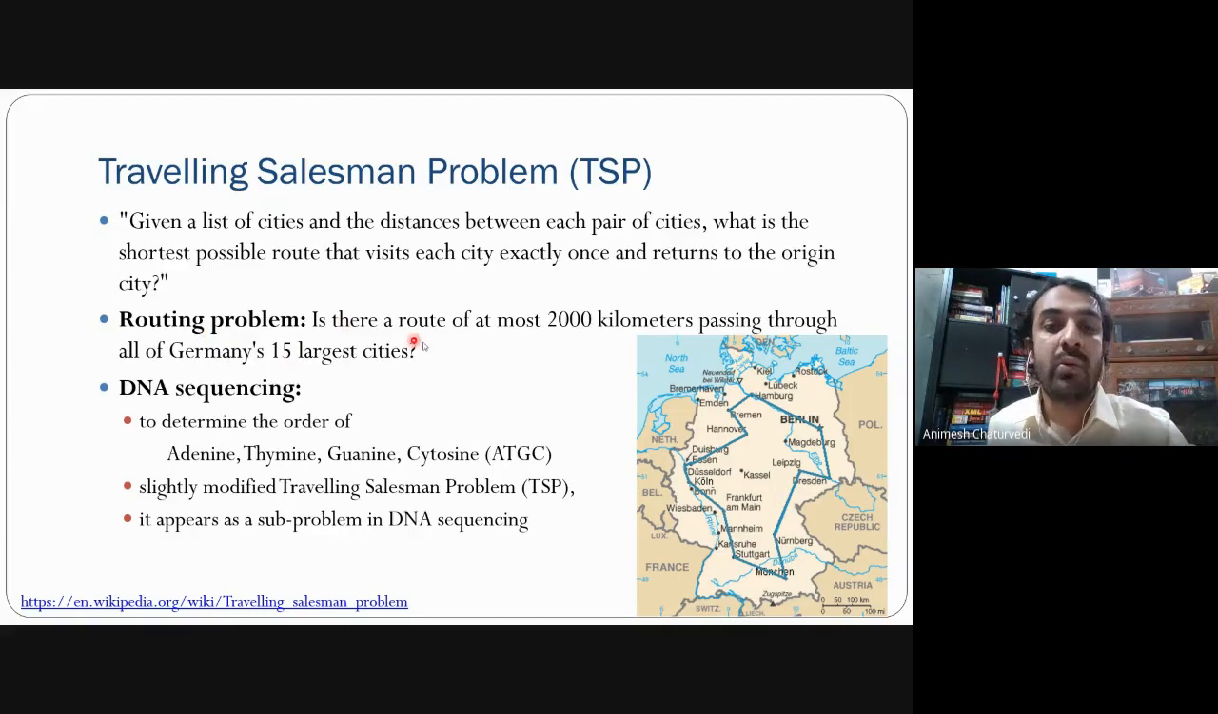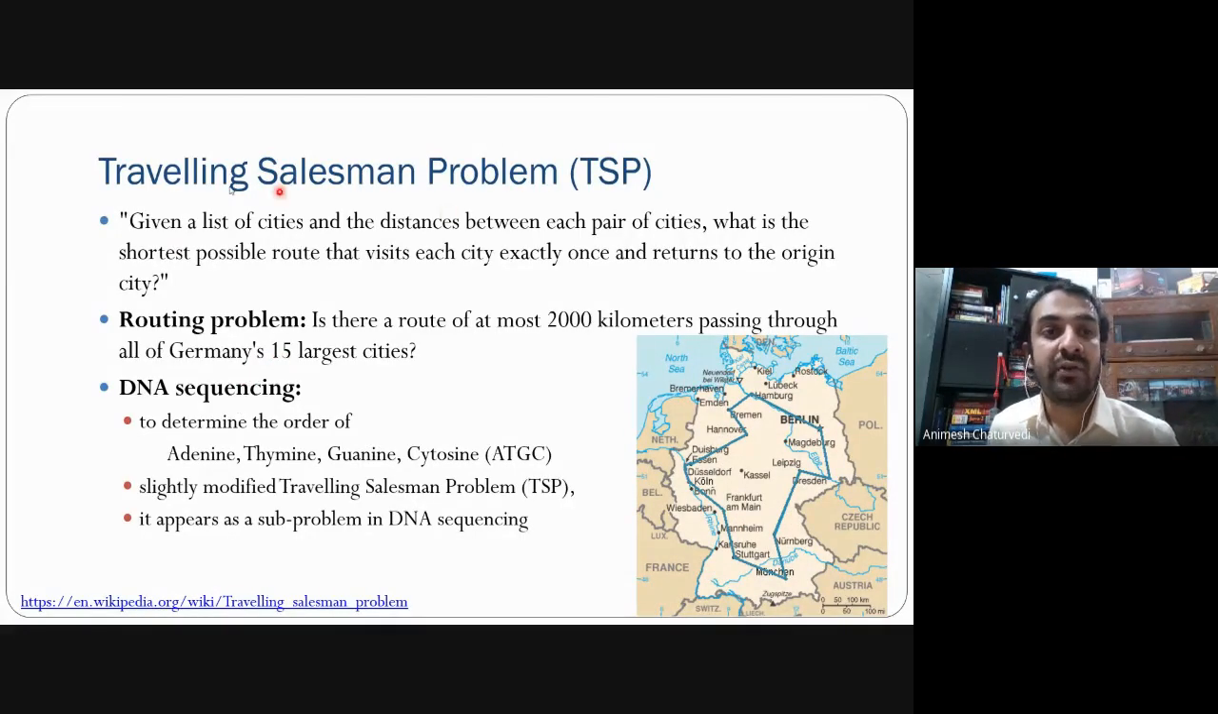Then the routing problem is basically like, for example, in the case of Germany, there are 15 largest cities, and they created a graph and a route like this that covers at most 2000 kilometers, and that will cover 15 different cities of Germany.